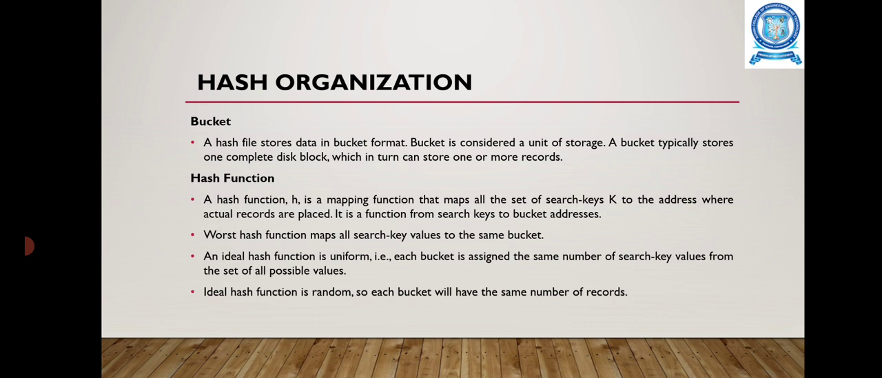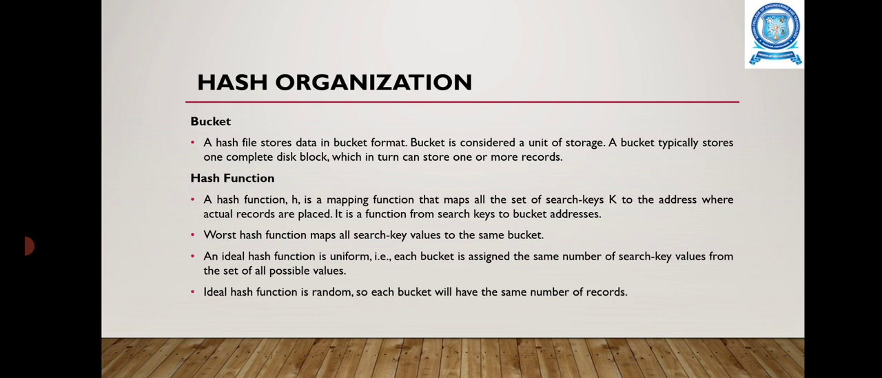First, bucket. Bucket means a hash file stores data in a bucket format. Bucket is considered as a unit of storage. A bucket typically stores one complete disk block, which in turn can store one or more records. Next one is a hash function. A hash function H is a mapping function that maps all the set of search keys K to the address where actual records are placed. It is a function from search key to bucket addresses.